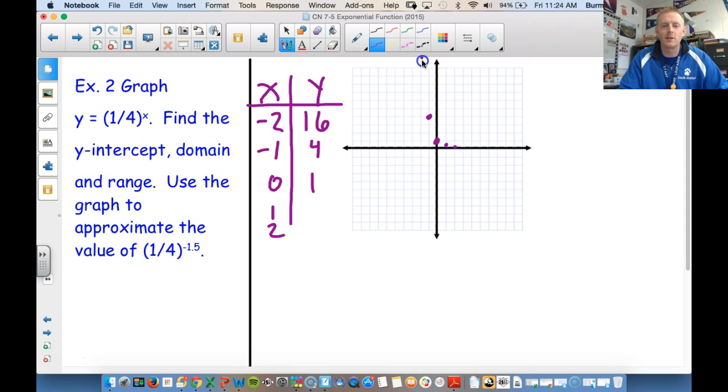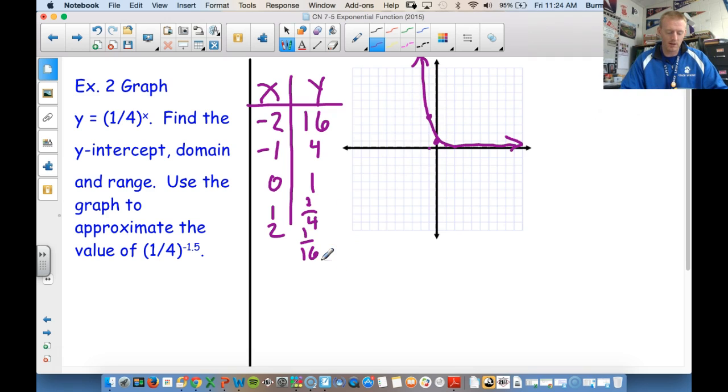So this is pretty much the opposite of our previous graph. And again, it never touches the 0 of our x-axis. So it's getting closer and closer and closer. So this is going to be the 1/4 and 1/16 for our 1 and for our 2. Now again, our job is to approximate the value of 1/4 to the negative 1.5. I would guess that it's going to be an 8 again. And that's just based off of going over here and looking up. It's about at an 8.